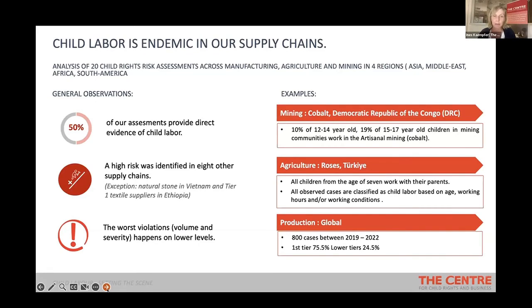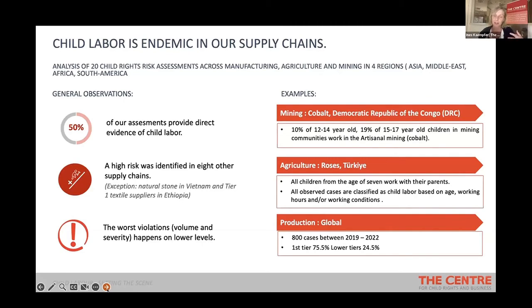And when I say child labor, we really follow the ILO definitions, either by age or by the kind of hazardous work that the children were doing. A couple of examples here. For example, in DRC, in cobalt artisanal mines, we have 10% of the 10 to 14-year-olds and 19% of the 15 to 17-year-olds who work in artisanal mining, and that's of the community. So it's a really significant risk.